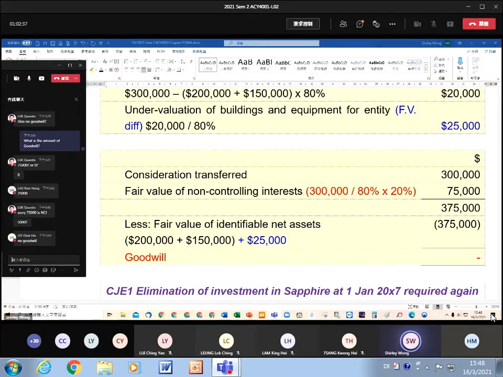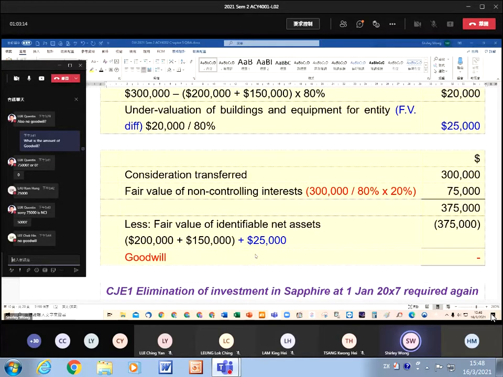And remember, for the fair value of the net asset, if you use 20,000, then the amount will not be correct, and you will not be able to get the goodwill of 0. So this is the book value, and this is the fair value difference. Add it all together, 375,000 is exactly the fair value of the identified net asset. Finally, goodwill is 0. Understand how to calculate the goodwill that is 0. Do you have any questions regarding this?